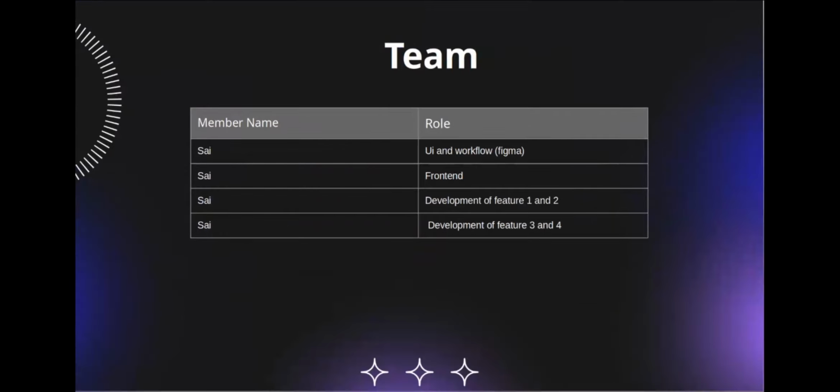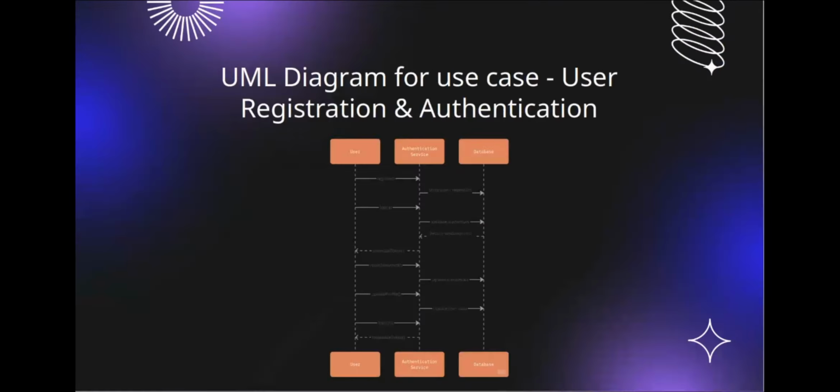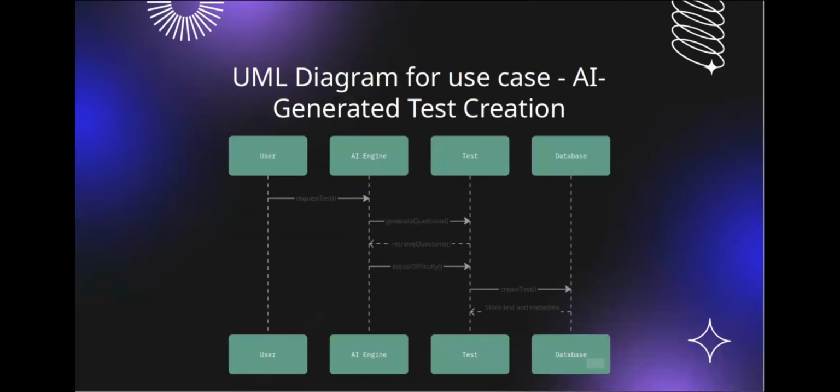So let's move on. I have also developed the Figma UI workflow for now. The front end is currently being developed. Okay, so this is the UML diagram for registration and authentication. This will be a basic authentication using Next.js auth, and this is the AI generated test creation model UML diagram.